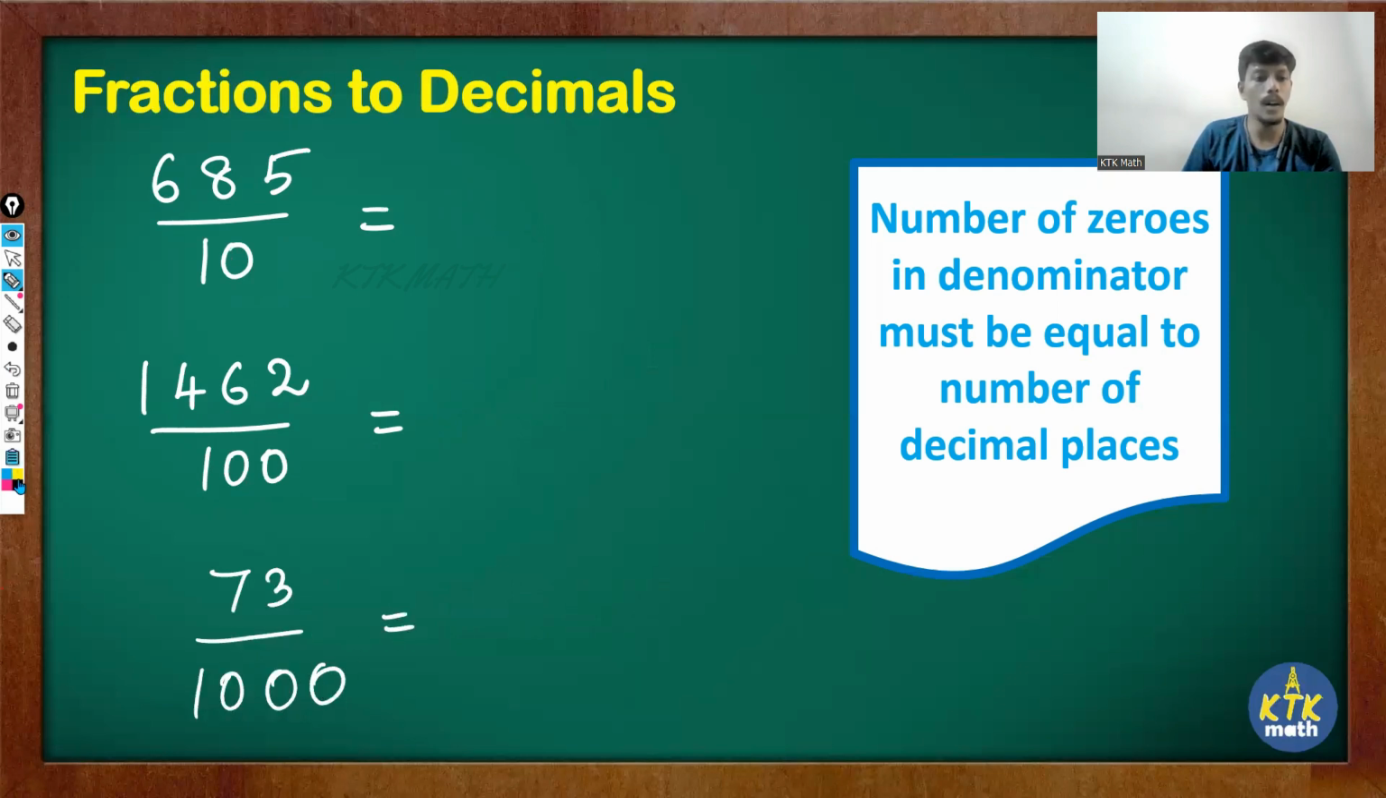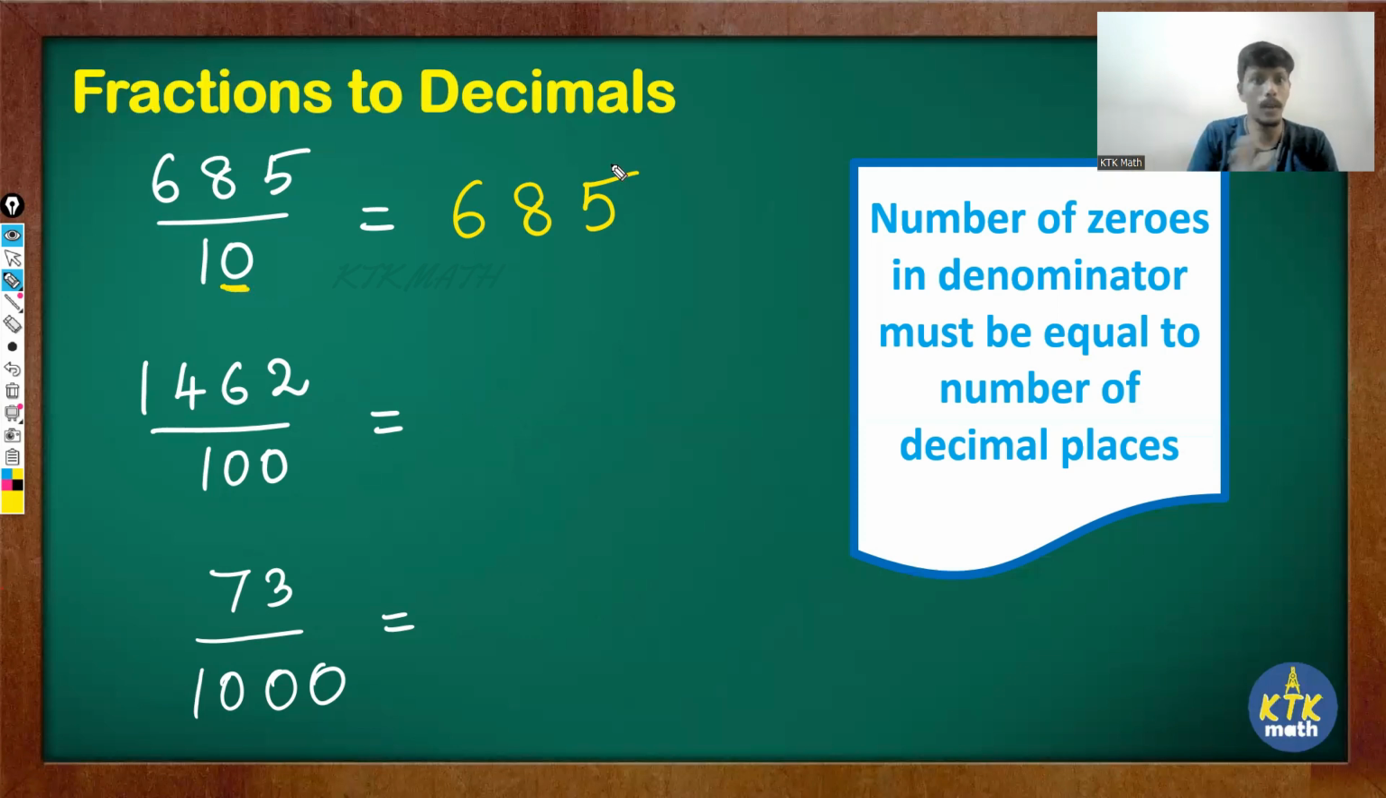Now check in all these cases how you need to write the answer. As usual, whatever number is there in the numerator, just copy it the same, 685. Whether it is a 2-digit number or 3-digit number, it can be any number. Whatever they are giving in the numerator, just copy the same number without missing anything. And then you observe the denominator. How many zeros? Only 1 zero.